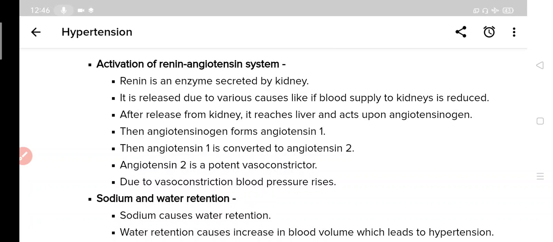So this is the sequence: kidney releases renin, it goes to liver, and in liver it acts upon angiotensinogen, due to which angiotensinogen is converted to angiotensin 1, and angiotensin 1 is then converted to angiotensin 2. Angiotensin 2 causes vasoconstriction, and this vasoconstriction causes an increase in blood pressure. This whole process is called the renin angiotensin system. So this was the first mechanism.